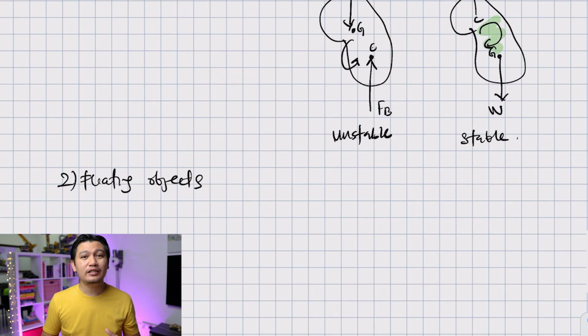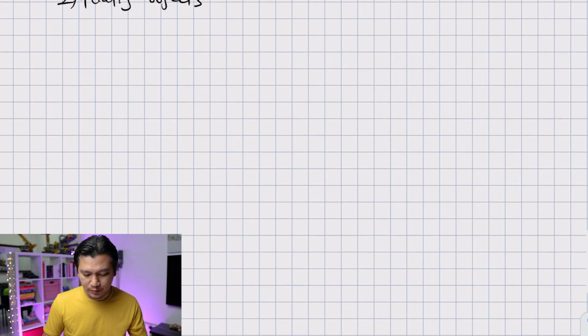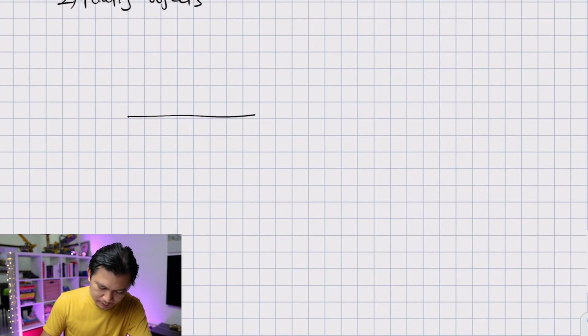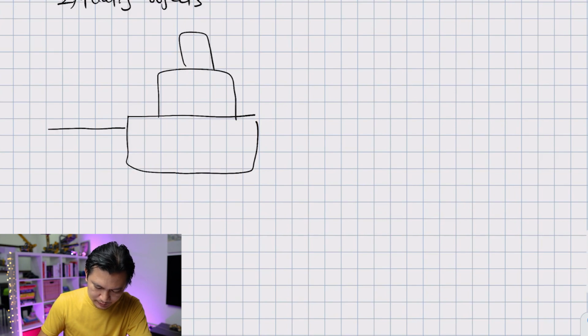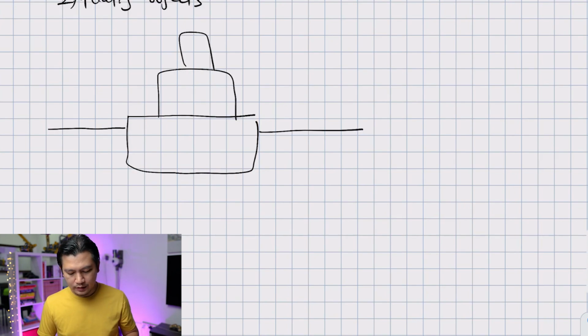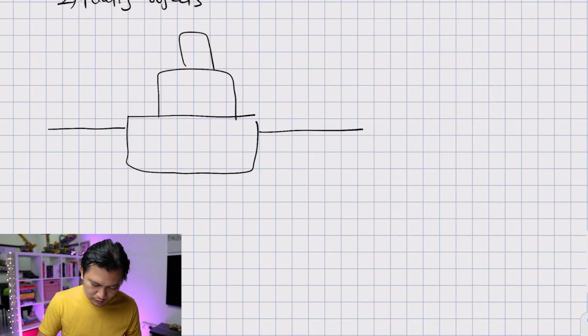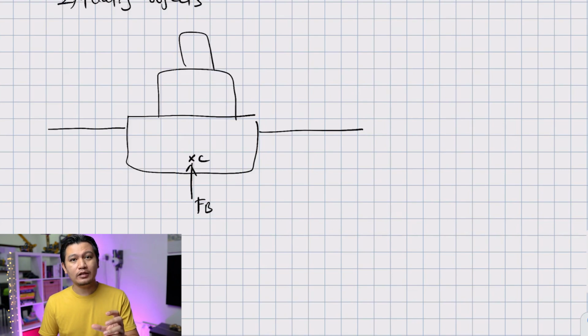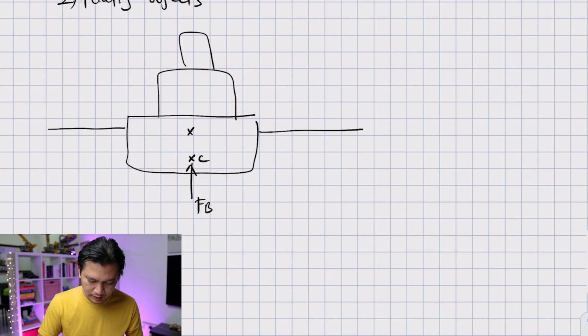Now a floating object is a little bit more complicated than that. Let's take a look at why this happens. Why is it a little bit more complicated than the submerged body? Let's say that you have a ship that looks something like that, and this is the water line. C is the center of buoyancy, so C is located here. This is your buoyant force, and G is the center of gravity, which is the weight of the ship. Let's say that G is here, and the force of the weight is going down.